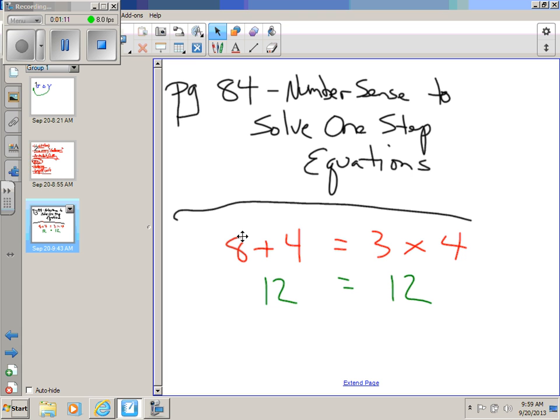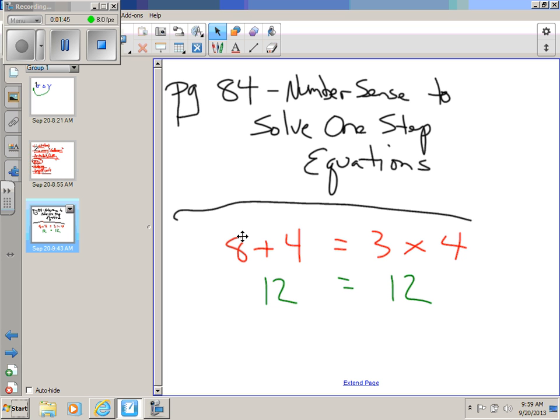Now, at the bottom of page 84, tell whether each equation is true or false. A, 7 times 9 equals 63. Is that a true or a false statement? Very good. B, 4 plus 5, does it equal 45? That is false. And C, 70 minus 39, is it 41? False again. Should be what? 31 instead of 41, right?